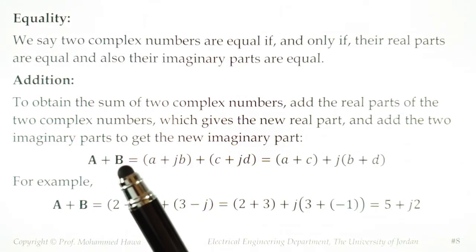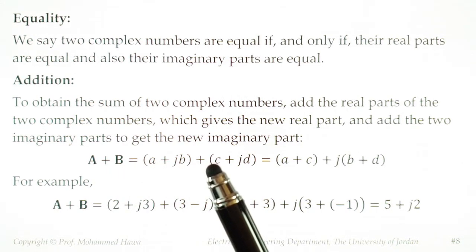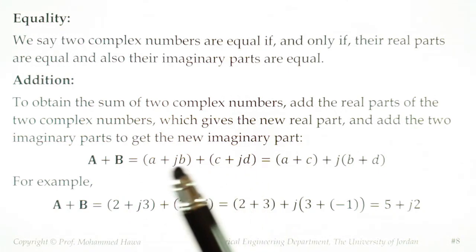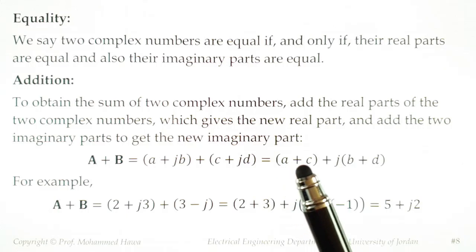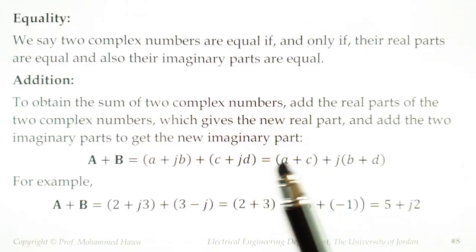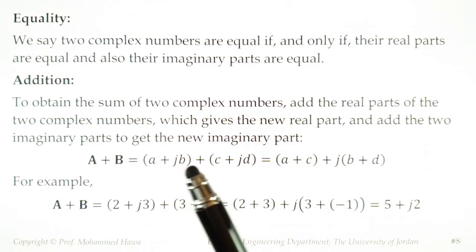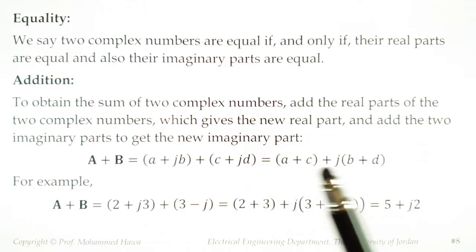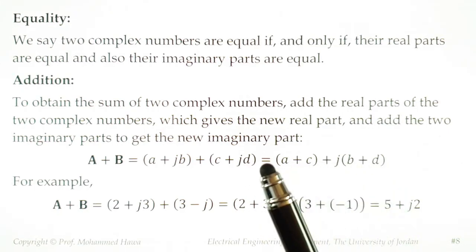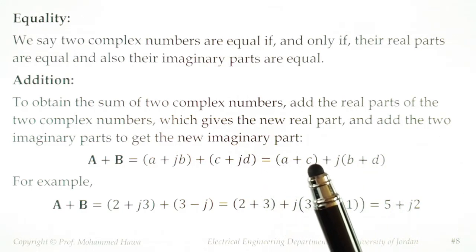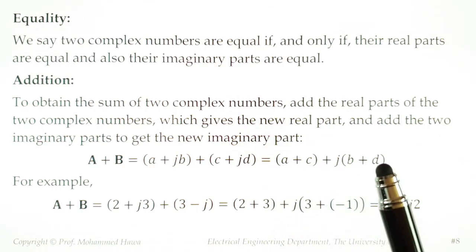And let's say that this complex number capital B is equal to C plus jD. Take this real part, add it to this real part, you get the resulting real part A plus C. And add the imaginary part B plus the imaginary part D, you're going to get the resulting imaginary part B plus D. So the result is A plus C plus j(B plus D), and you get the resulting complex number.